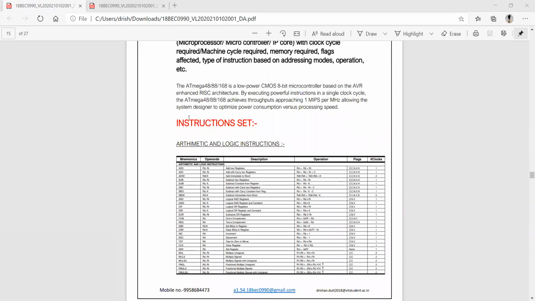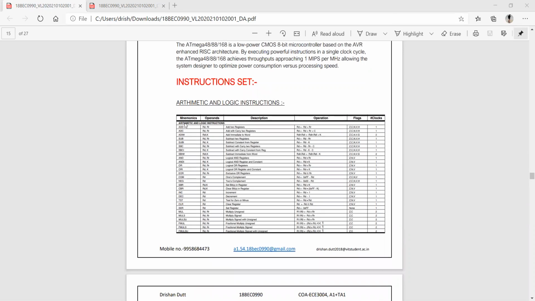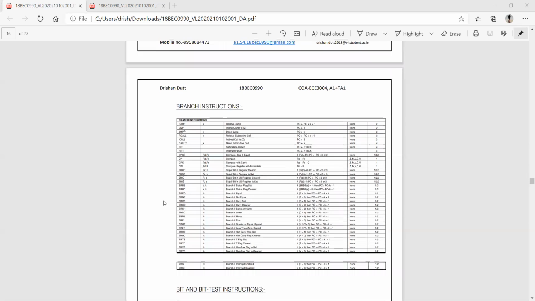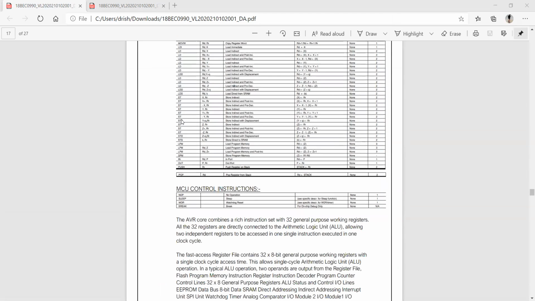So we have the instruction set right there. It consists of add, subtract, convert, or, and every basic instruction, as well as multiplication, clear, set, INC, FMUL. We have branching instructions for loops: RCALL, RJMP, IJMP, JMP, then RET, etc. We have bit and bit-test instructions. We have data transfer instructions and MCU instructions.